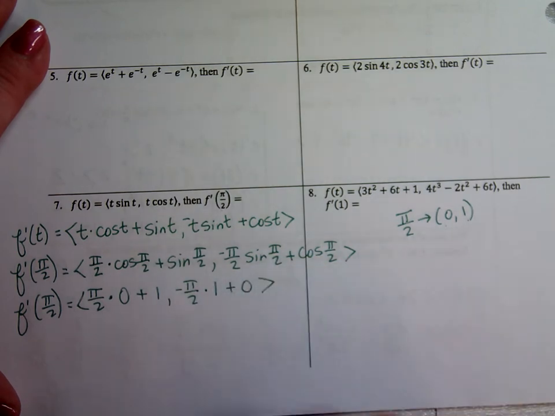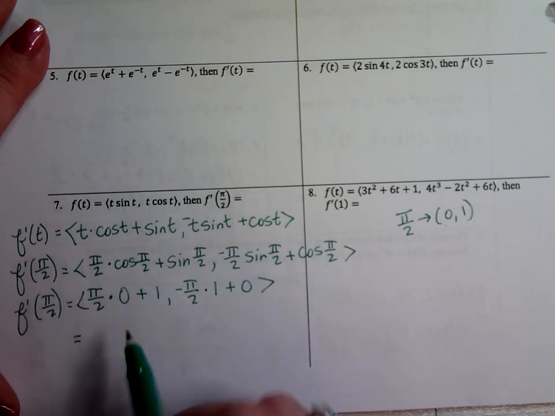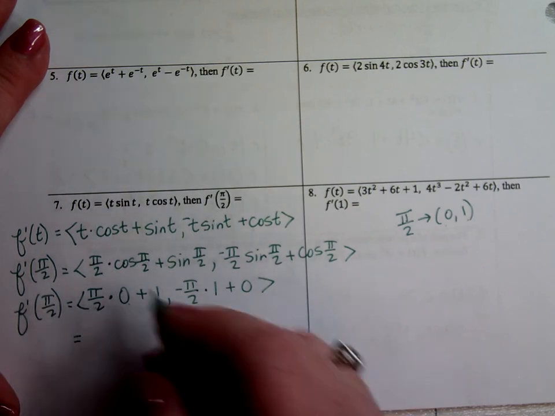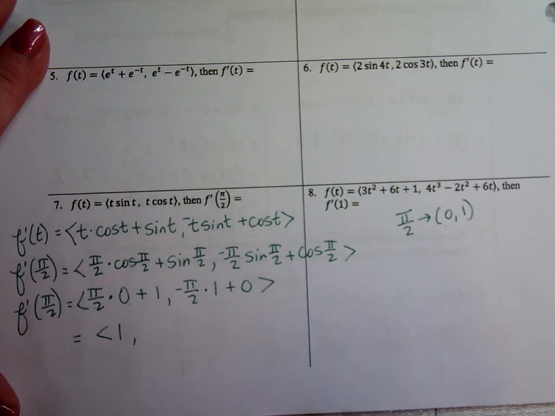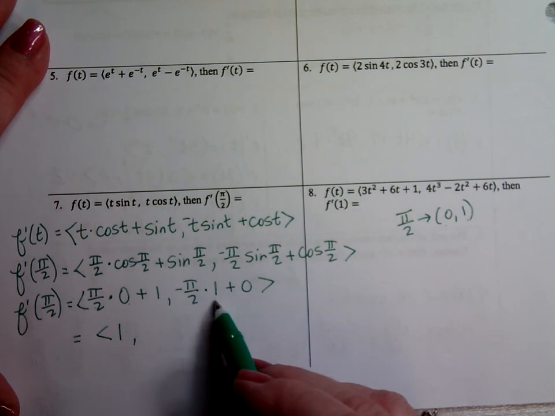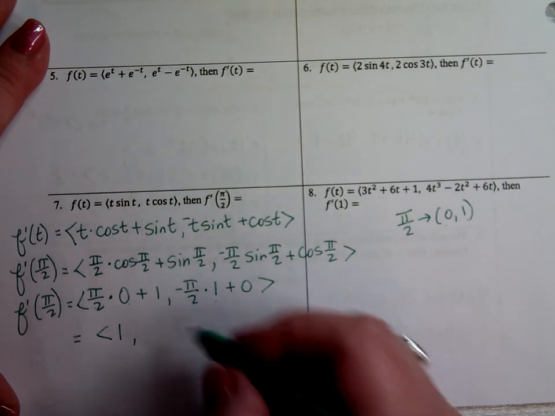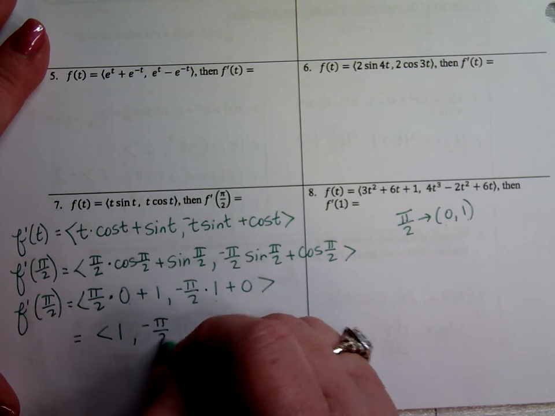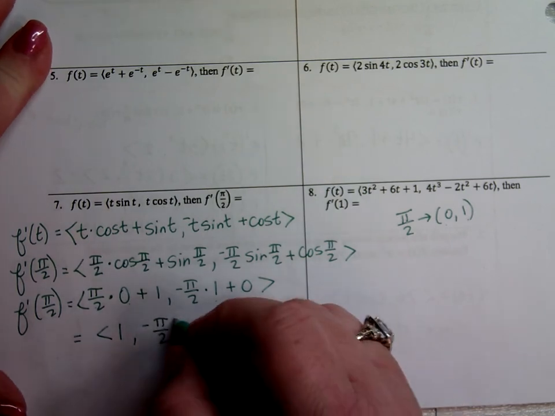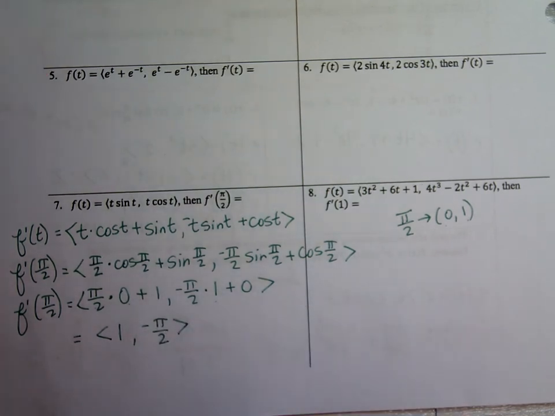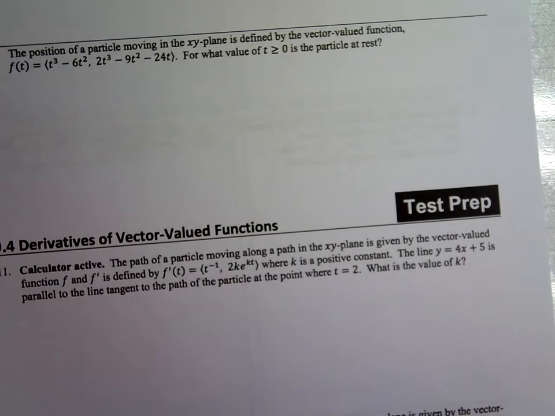All right, so let's finish this out. I have 0 times pi over 2 plus 1, that gives me a 1 for my x component. Negative pi over 2 times 1 is negative pi over 2 plus 0 is a negative pi over 2. And so you have just completed that. But that one required the product rule in the midst of your derivative, so that's what made that one a little bit different. The last one I picked is number 10. So come with me to number 10, and then we will be done.